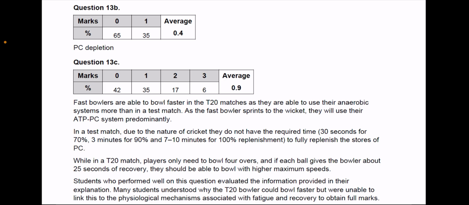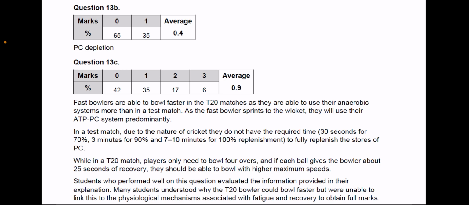Now, if we look at the understanding of what this actually means, fast bowlers are able to bowl faster in T20 matches as they're able to use their anaerobic systems more than in a test match. As the fast bowler sprints to the wicket, they will use their ATP-PC system predominantly, or as the main contributor. Just a note, VCAA, when you see these past reports, VCAA are moving away from the words predominant and dominant and moving more towards contribution.